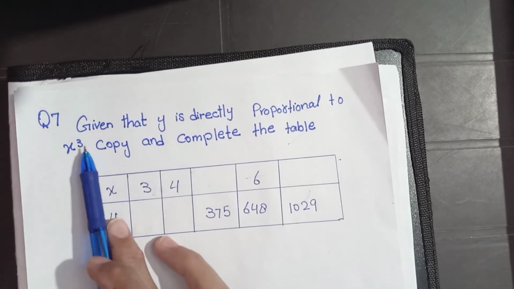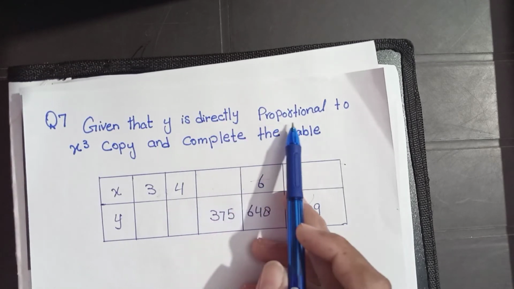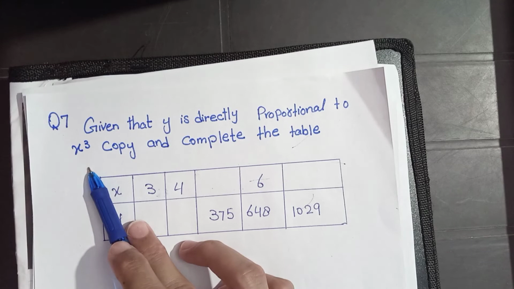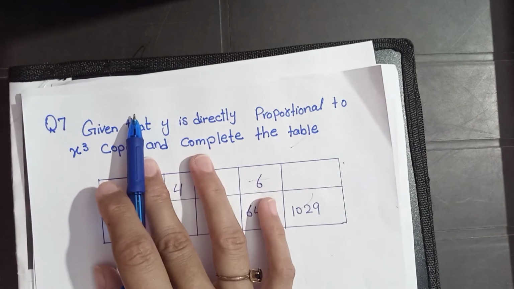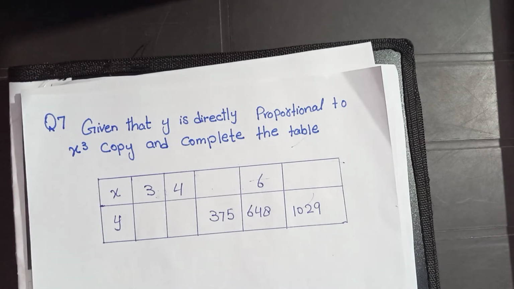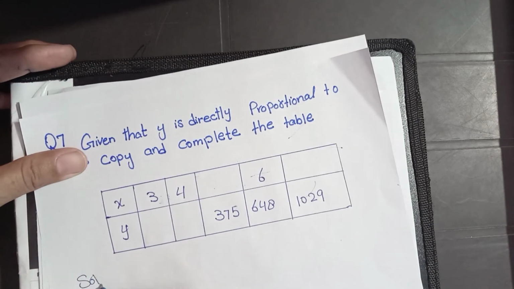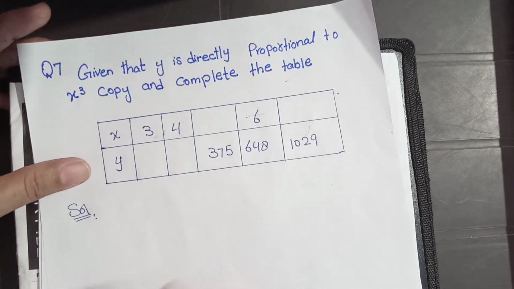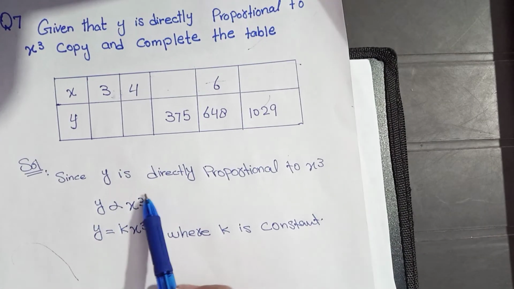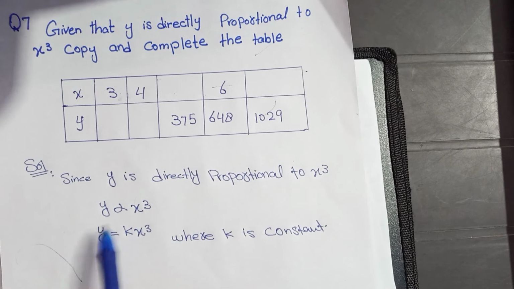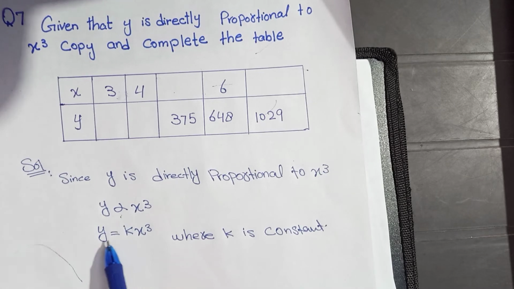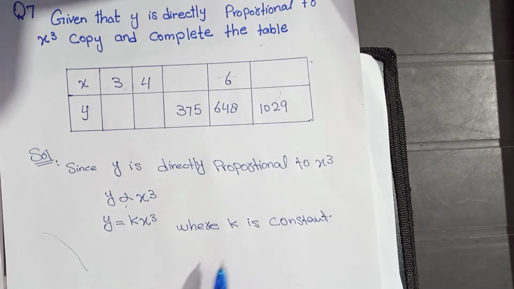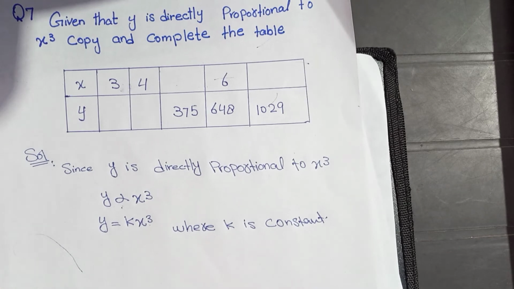Okay, question number 7. Given that y is directly proportional to x cube, complete the table. This question is different from the other questions. Solution: since y is directly proportional to x cube, the proportionality sign changes to equality. We insert k: y is equal to k x cube, where k is a constant. We need to find the value of k.